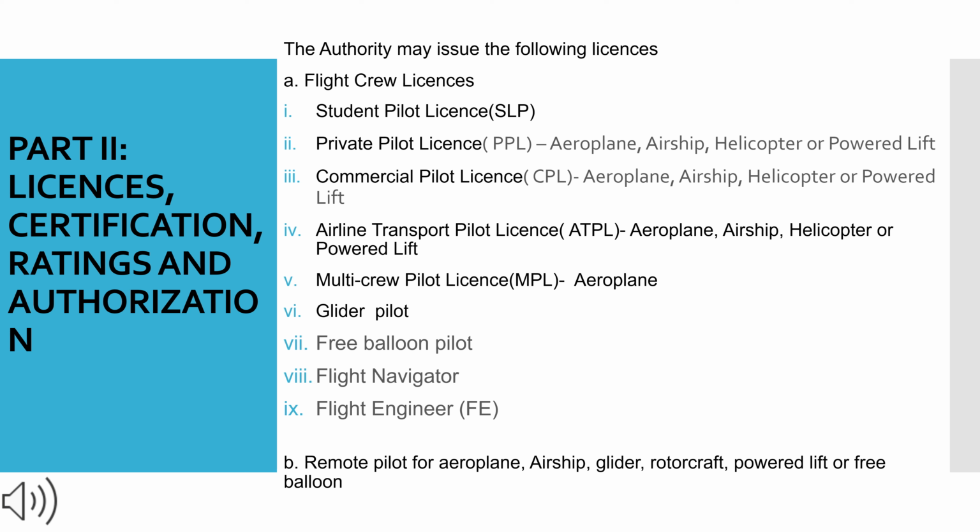Part 2, Licenses, Certification, Ratings and Authorization. The authority may issue flight crew licenses and remote pilot licenses. For flight crew licenses, the authority may issue the student pilot license, private pilot license, commercial pilot license, airline transport pilot license, multi-crew pilot license, glider pilot license, free balloon pilot license, flight navigator, and the flight engineer license.